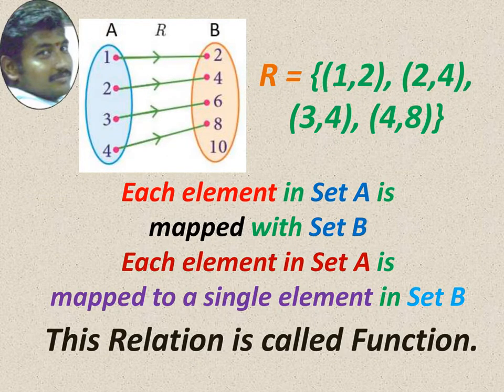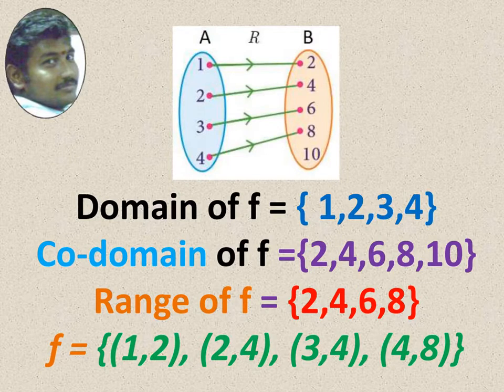Likewise. Look at the same diagram. Here we say that each element in set A is mapped to a single element of set B. That's why it is a function. The domain of f we can say is 1, 2, 3, 4. The codomain is 2, 4, 6, 8, 10. But the range is 2, 4, 6, 8.